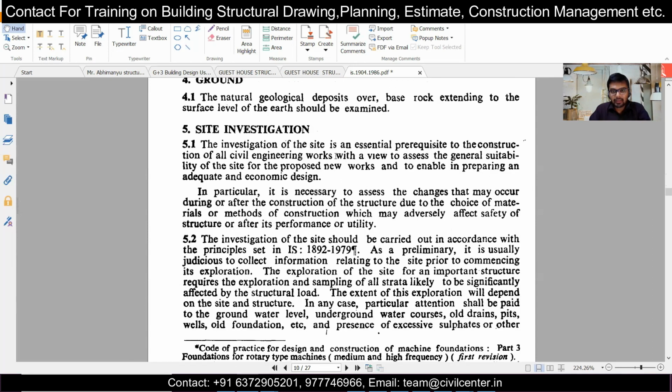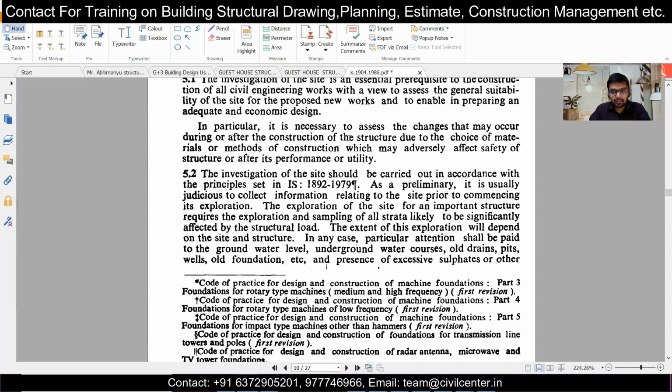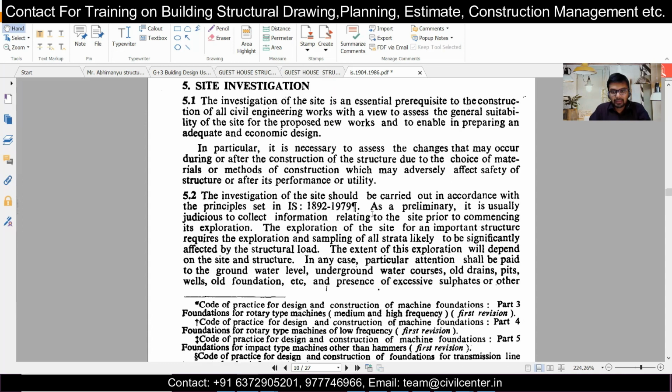It's important that I give you a little about the water portion as well. I can see it is written here that the investigation of the site should be carried out in accordance with the principles set by IS 1892:1979. This is a separate code, IS 1892:1979. It gives the procedure of soil investigation and soil test works.